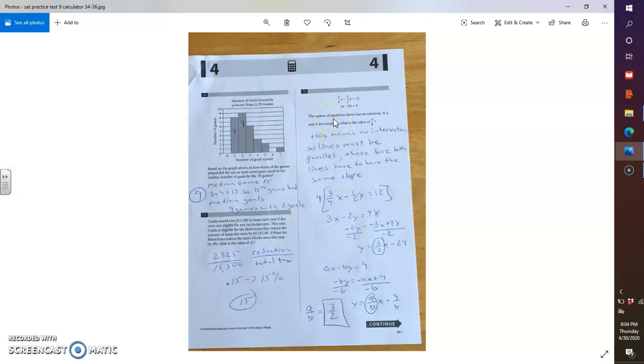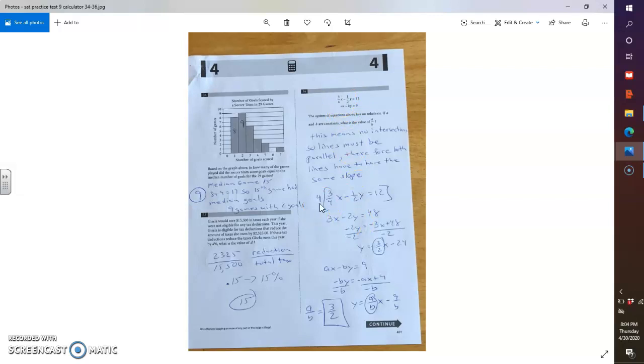Here, the system above has no solutions, which essentially means the lines have to be parallel, which means the lines have to have the same slope. We need to know that these lines are going to be parallel, because when there's a system of equations with no solution, that means you have parallel lines. And we know parallel lines have the same slopes.